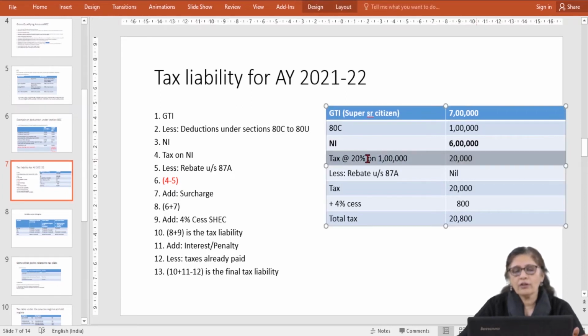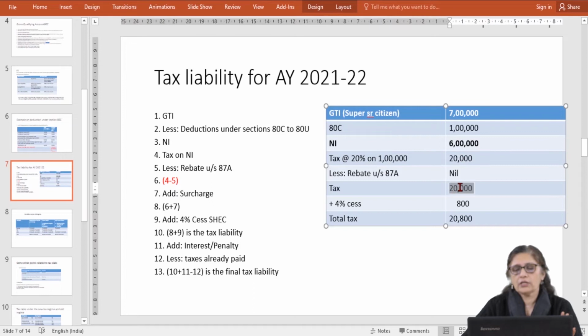Now up to here we have computed the tax. This liability may be subjected to rebate under section 87A. May be subjected to. So if certain conditions are satisfied, we may give rebate, otherwise not. This may further be subjected to surcharge. Again, if certain conditions are satisfied, we give surcharge, otherwise not. So let's assume here that there is neither any rebate nor any surcharge. So your tax is 20,000.